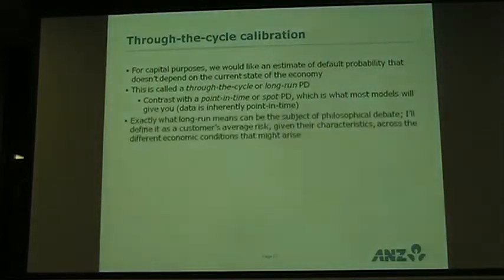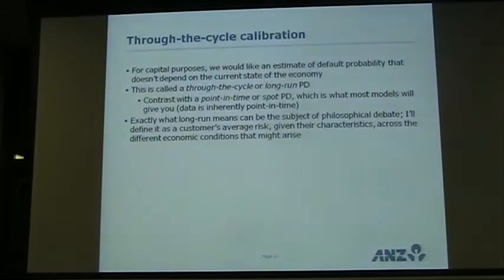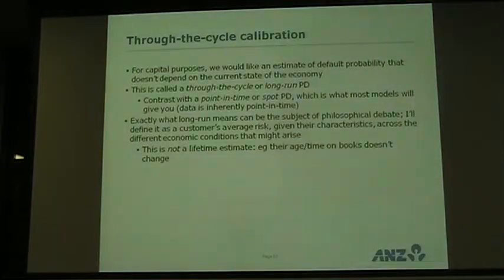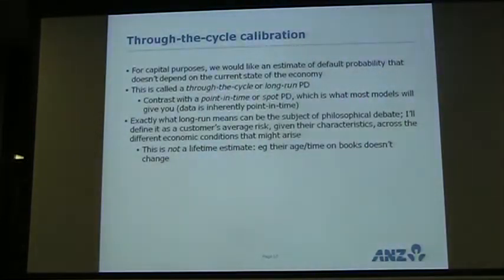as well. Exactly what long run means can be a bit complicated. I'm going to define it as just what the customer's average risk is, given their characteristics, across all the different economic conditions that might arise. And in particular, no, this is not a lifetime estimate, for example. If you have, say, their age or their time on books, this doesn't change as you look at what this average risk is.